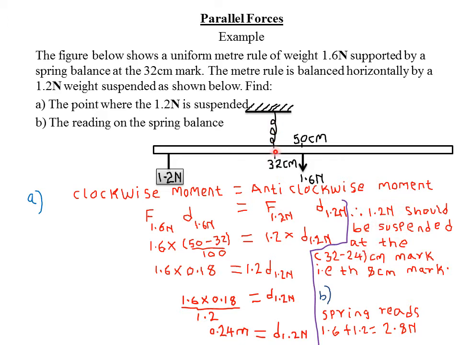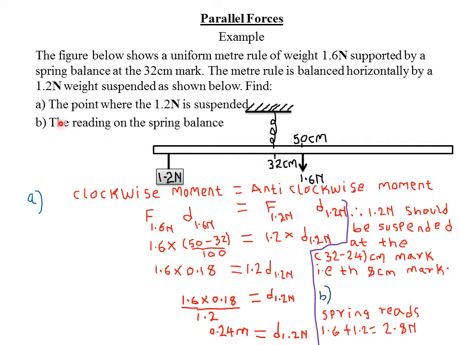So if this is the 32 centimeter mark, then the distance from 32 up to here is 24 centimeters. To get the mark where the 1.2 Newton force will be suspended, we take the 32 centimeters and subtract the 24 centimeters. So 32 centimeters minus 24 centimeters takes you back here to the 1.2, and you simply get 8 centimeters. So it means our 1.2 Newton force should be suspended at the 8 centimeter mark for the meter rule to balance horizontally. That is as shown in the diagram.